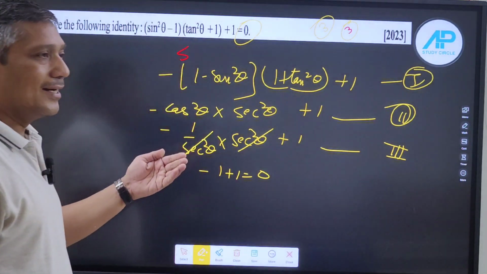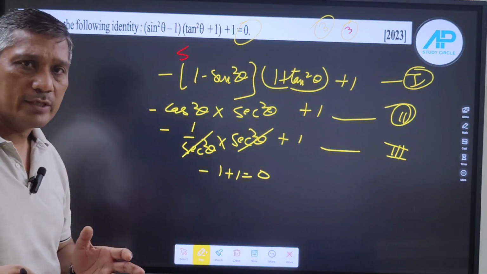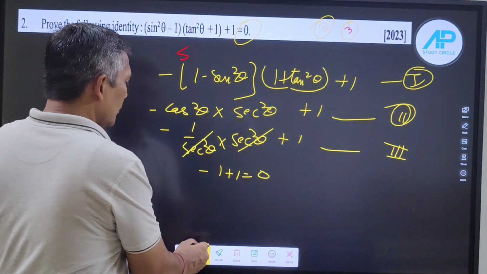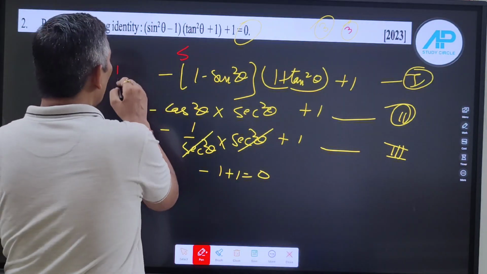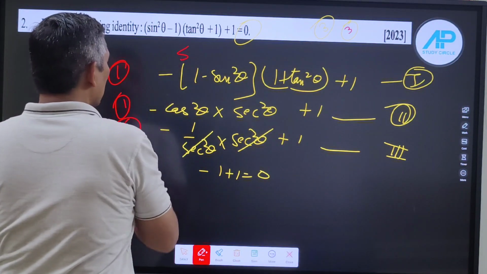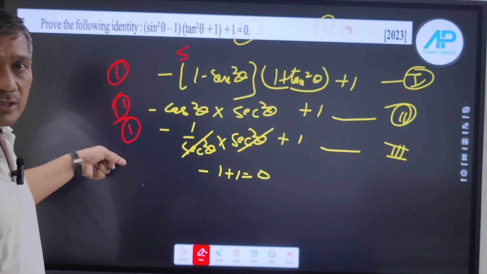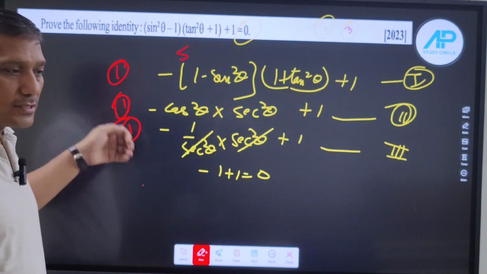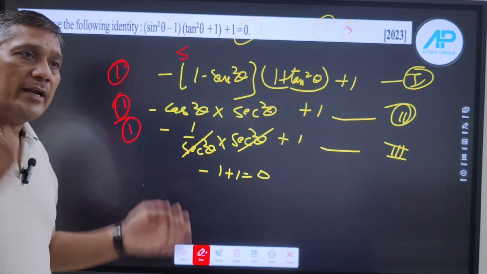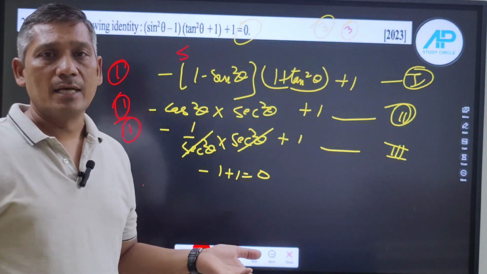The first step is the answer. So if this is a 3-mark question, the board will give you a mark on each step. So you get the first mark, second mark, and third mark in this question. So don't think the board does not do step marking.